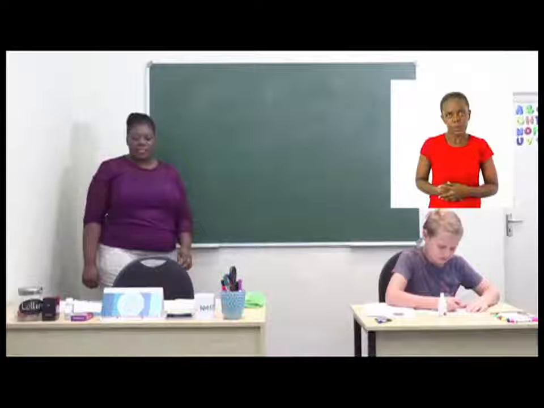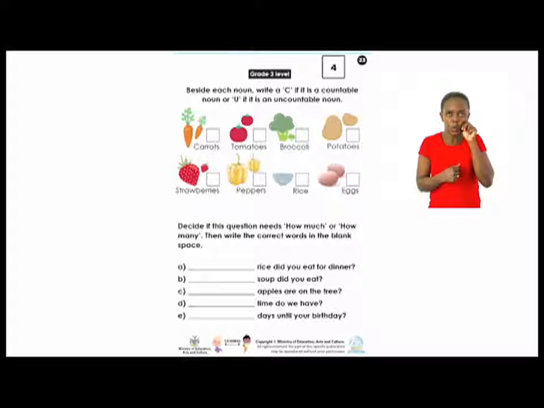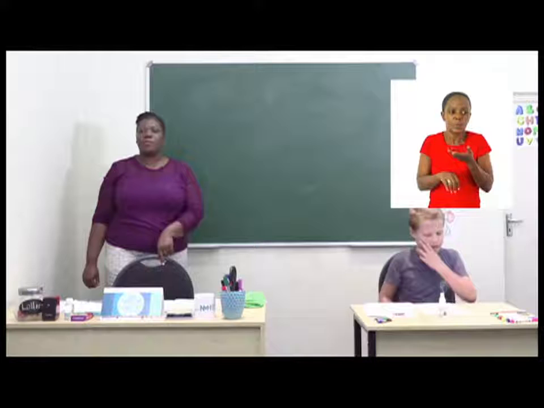This activity is coming from page 23. We are going to learn about new nouns, countable nouns and uncountable nouns. You are supposed to write a C on countable nouns and a U on uncountable nouns. Besides each noun, we are going to write a C if it is a countable noun. What is a countable noun? Countable nouns are nouns that we can count. For example, tomatoes. We can count tomatoes. We can count 1, 2, 3 tomatoes.